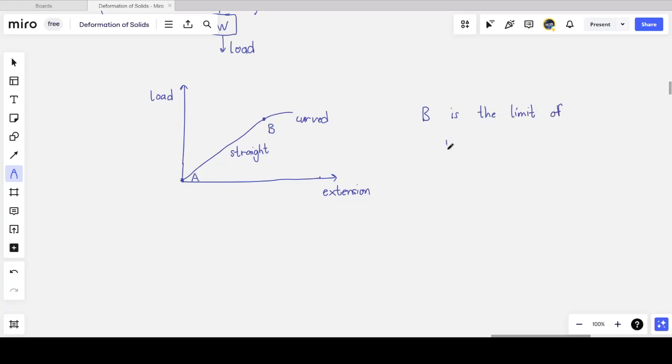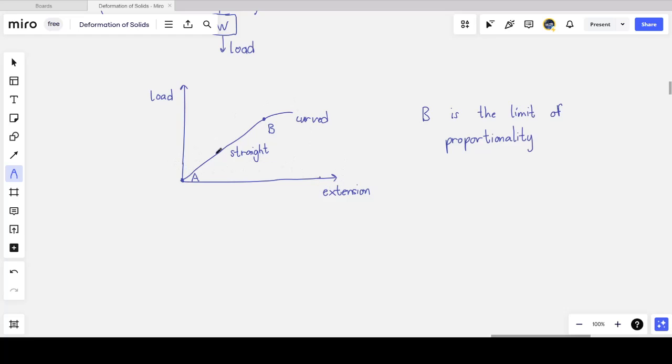What does this mean? That means that the extension is proportional to the load, but there comes a point where there's no longer that proportionality. And I can extend the spring even more with not that much of an increase in the load. So the limit of proportionality is the point by which when I start taking readings of extension, I find that the load is not increasing in those same increments as they were. And so B is called the limit of proportionality.